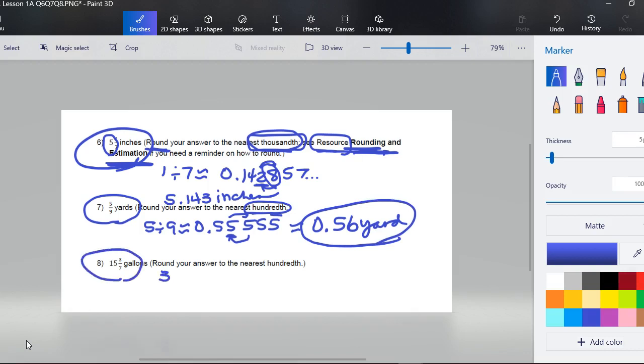Finally, we're going to take 3, divide it by 7, and I'm getting about 42857, keep on going. And when it wanted me to round, in this case, to the nearest hundredth, 2 is in my hundredth spot. My 8 tells my 2 we're going up. And put my 15 in from the front end, and it's 15.43 or 15 and 43 hundredths of a gallon.